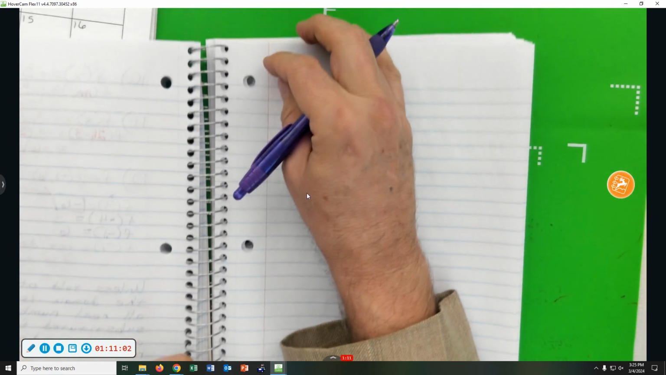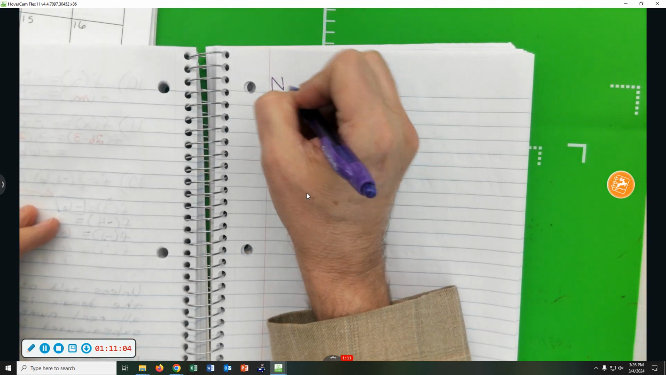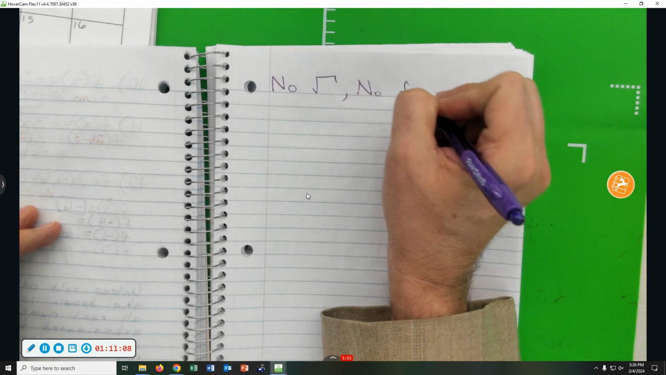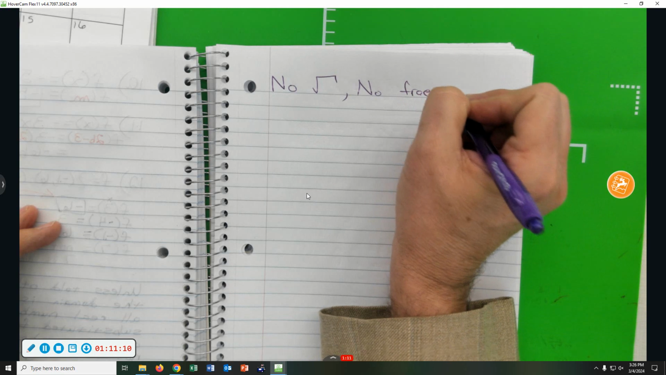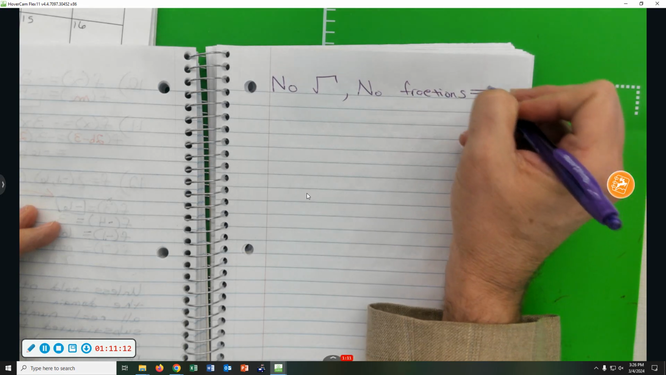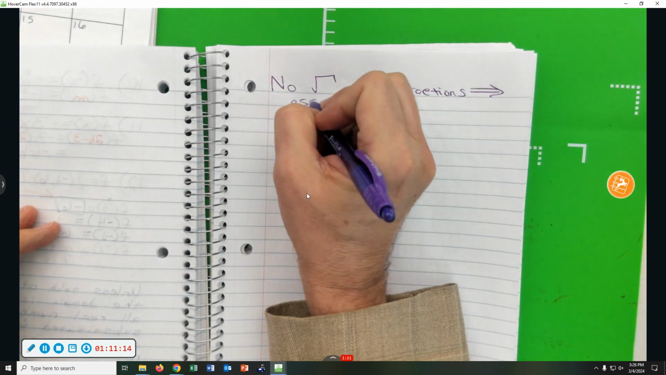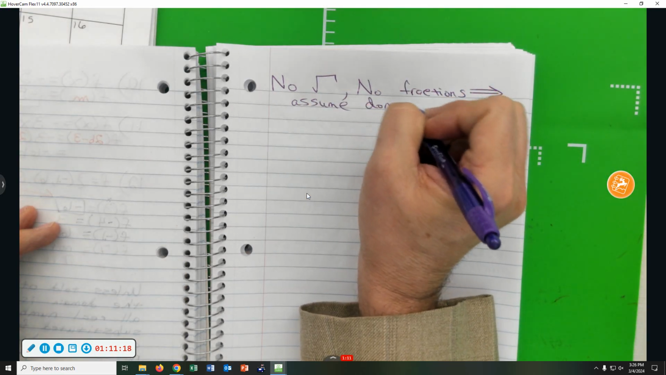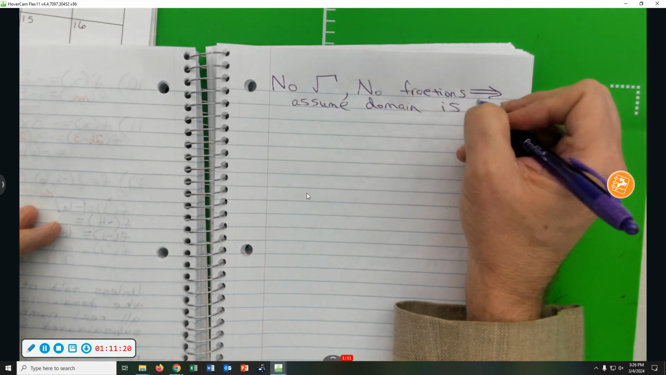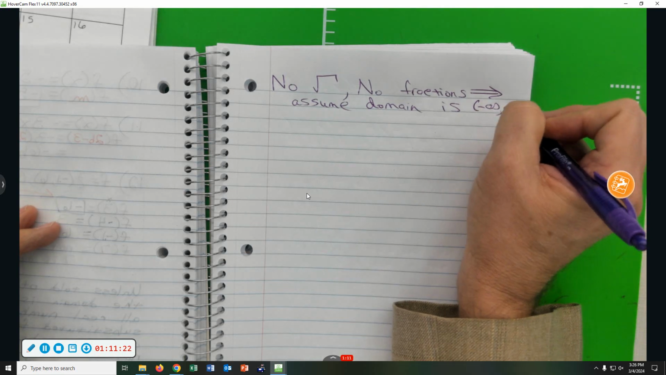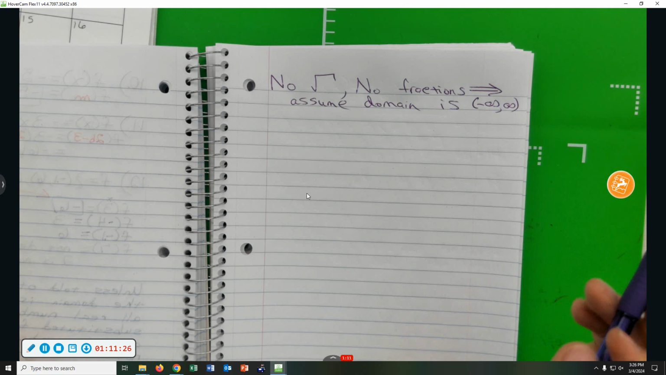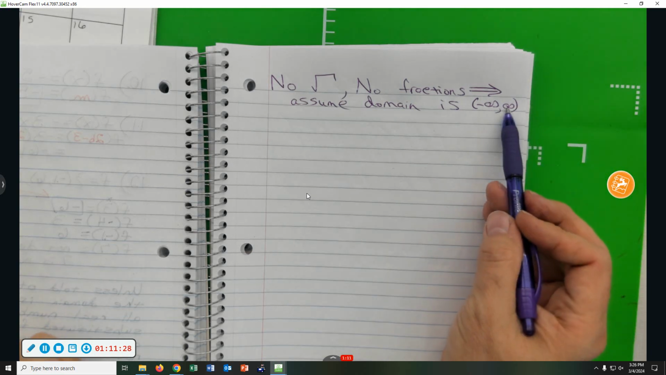So, no square roots and no fractions, unless they tell you otherwise, assume the domain is negative infinity to infinity. Actually, I start in the middle, don't I? I don't start on the right. I start right there in the middle.